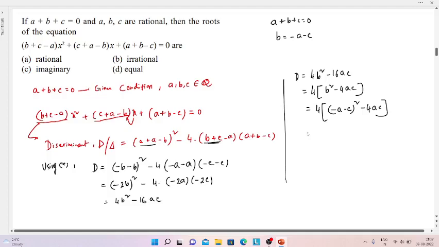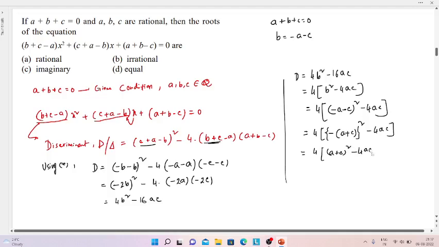So it will become 4 times, I can take common from this particular part, so it will be minus a minus c, that whole part squared, minus 4ac. So I can just neglect this negative symbol, because the square is there. So that will become a plus c whole squared, minus 4ac.